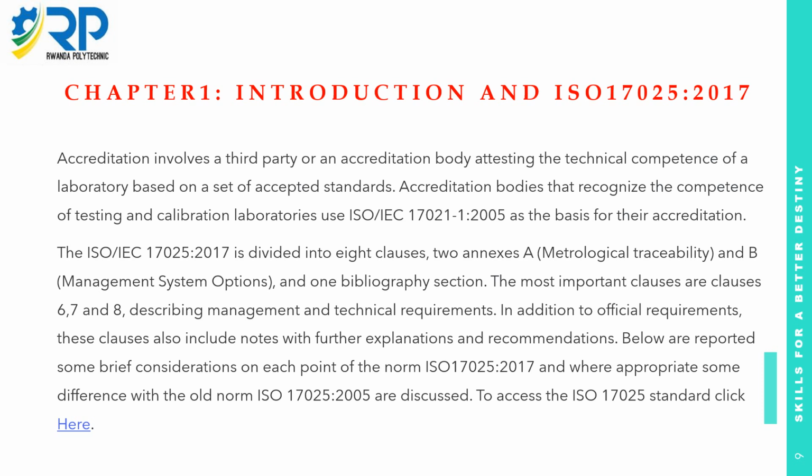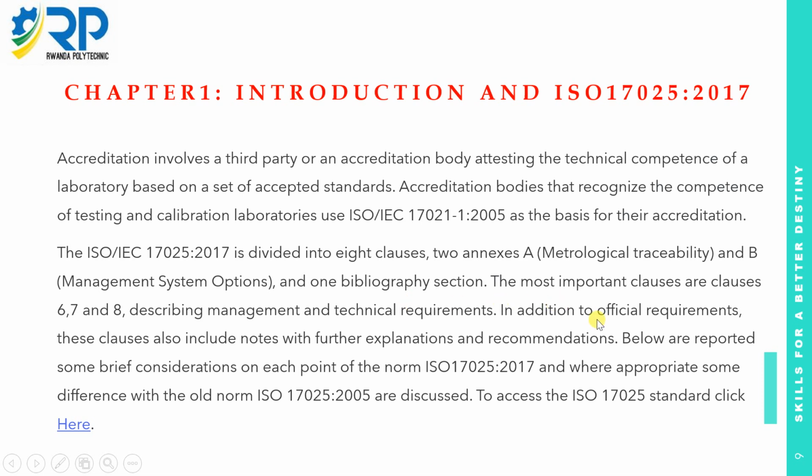Now, the ISO 17025 is divided into 8 clauses, as we shall see in this link that I have attached here. We shall see that it has so many clauses, but the list that we can now discuss are 8 clauses, two annexes, like A, which is about metrological traceability, and B, management system options, and one bibliography section.